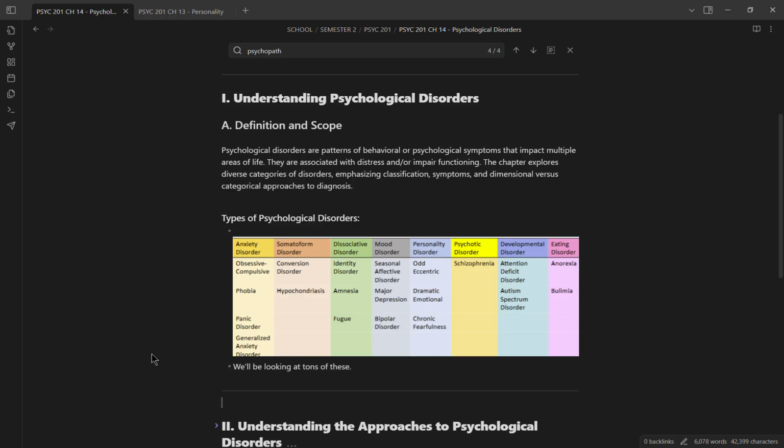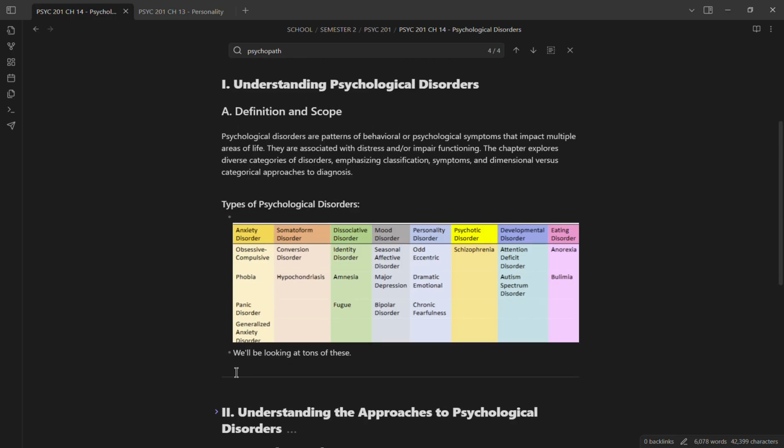Anyway, this chapter, as I said, will be exploring different categories, emphasizing classification, symptoms, different dimensional values, and dimensional versus categorical approaches even to diagnosis, right? So just a little look here, right? We have things like anxiety disorders, dissociative disorders, mood, personality, psychotic disorders. Yeah, we'll be looking at different ones of these.